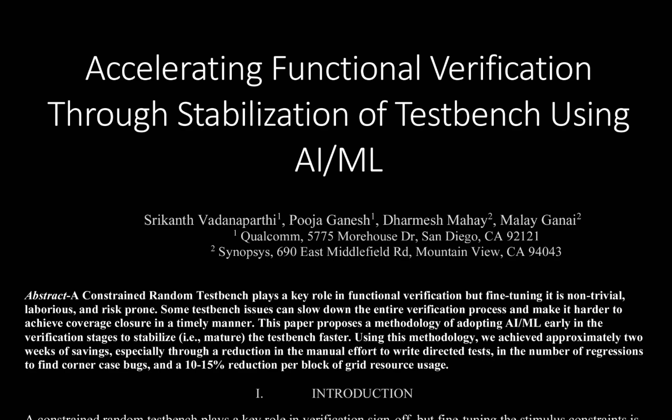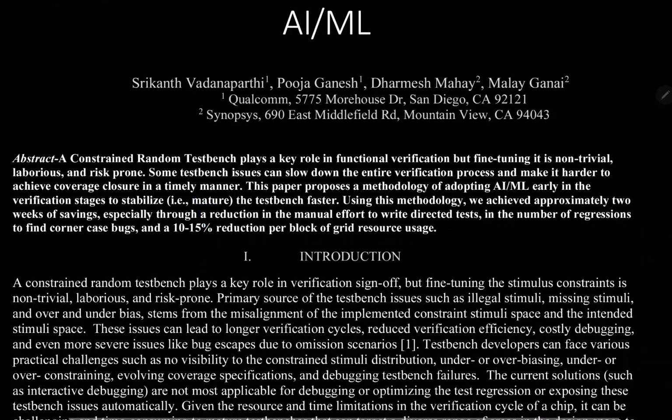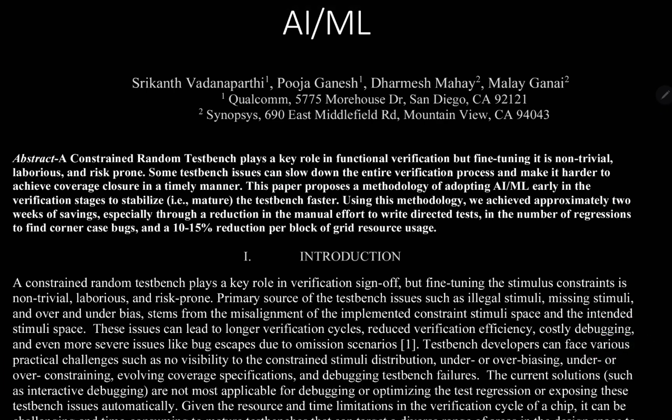Accelerating functional verification through stabilization of testbench using AI/ML. The abstraction, a constraint random testbench plays a key role in the functional verification, but fine-tuning it is non-trivial, laborious and risk-prone. Some testbench issues can also slow down the entire verification process and make it harder to achieve the coverage closure in a timely manner.